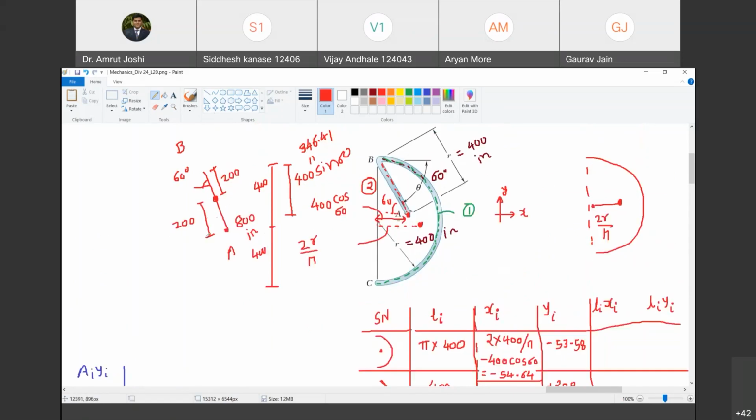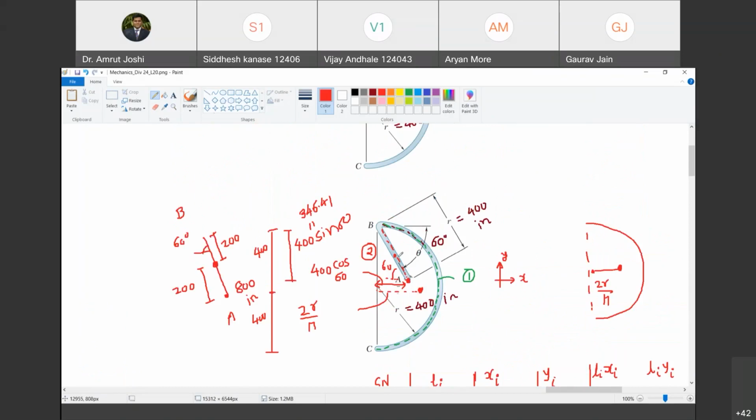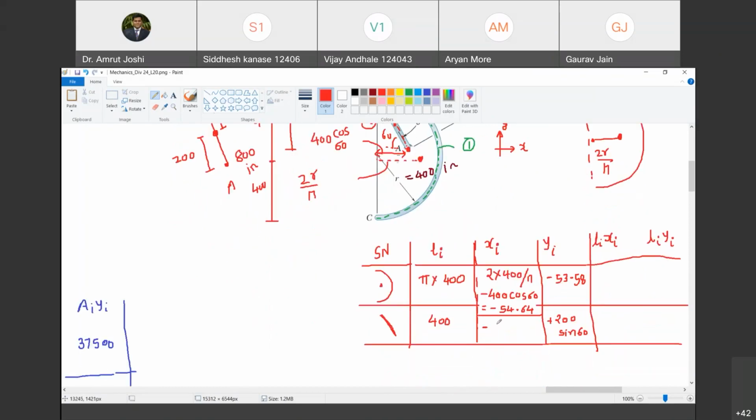And what is the horizontal distance? It is lying on the left hand side of A. This centroid is lying on the left hand side of A. Therefore negative. Are you with me? Yes, sir. And how much is that? Minus 200 cos 60.